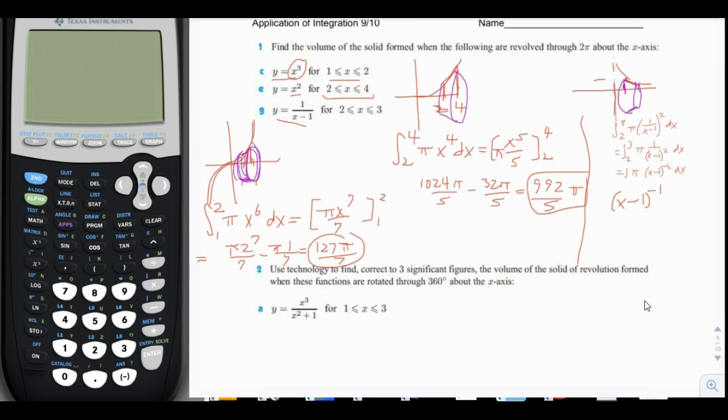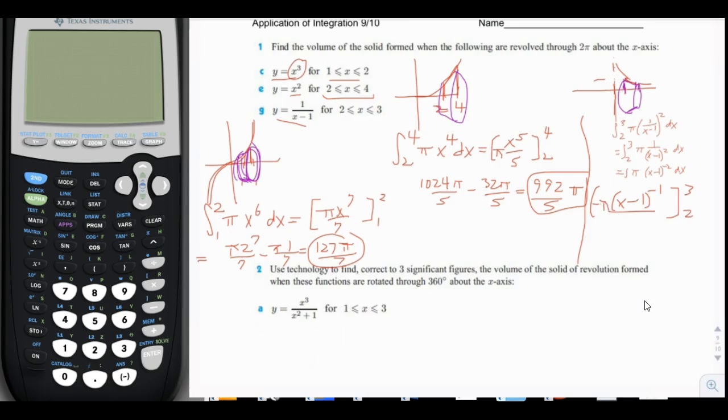We would raise the power by 1, and then we would divide by the exponent, okay? And then we would evaluate that from 2 to 3. We could simplify this. We don't need this negative 1 here. We could just put a negative out front. I'm going to put negative pi out front. Okay.